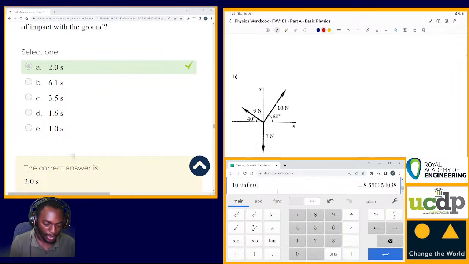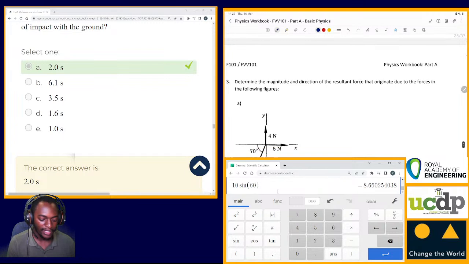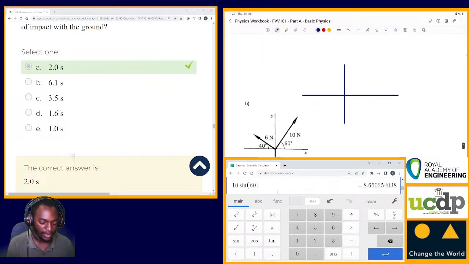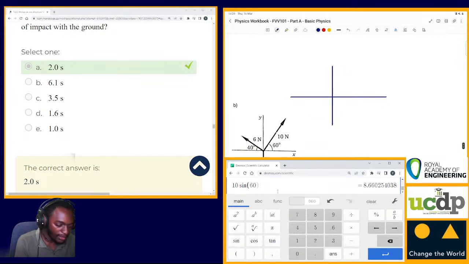So we're going to sketch our own diagram. We didn't read the question. Determine the magnitude and the direction of the resultant force. So we said we're tackling B and probably the last one.